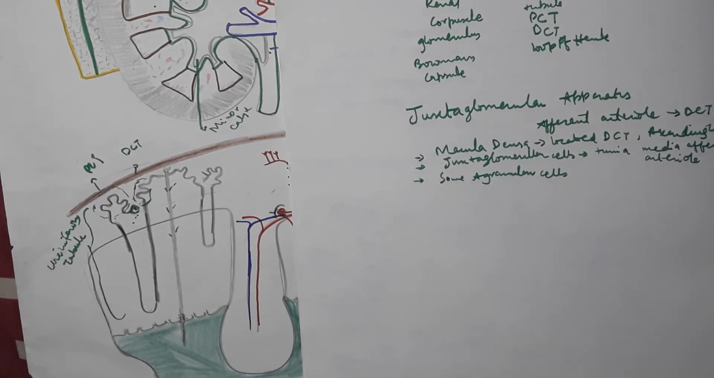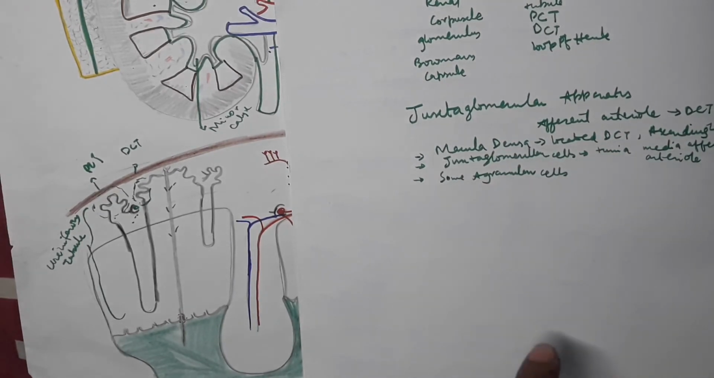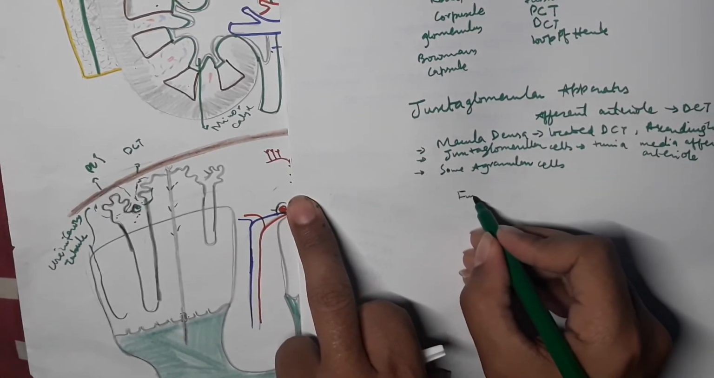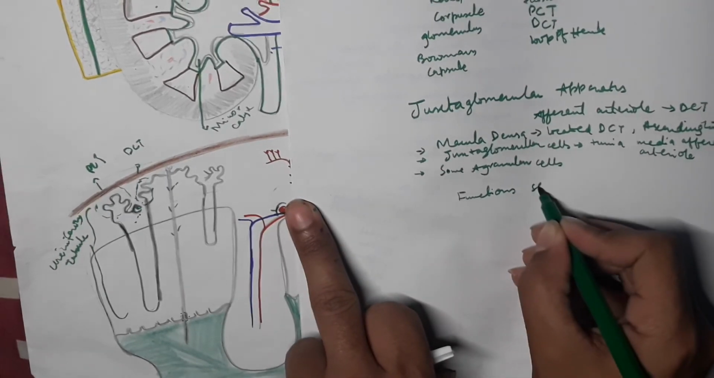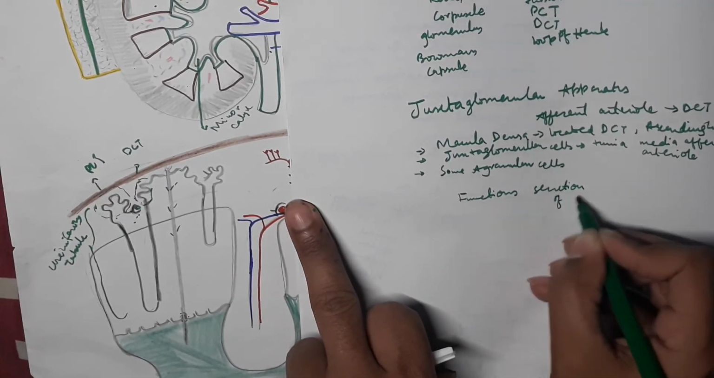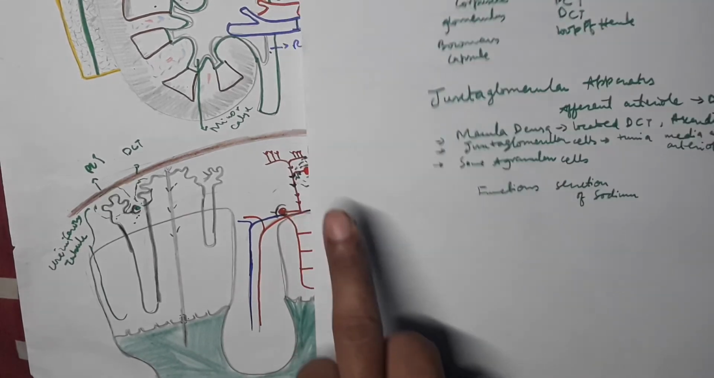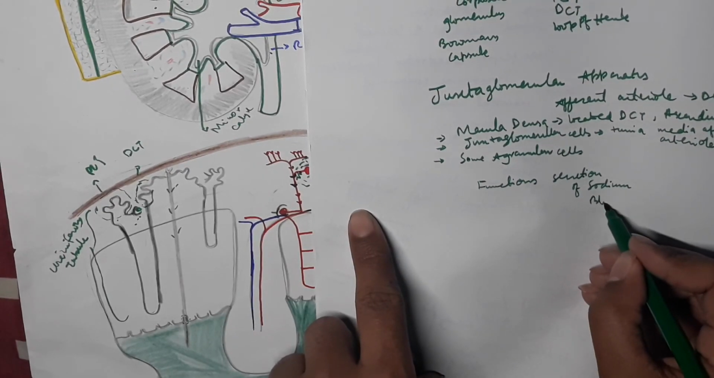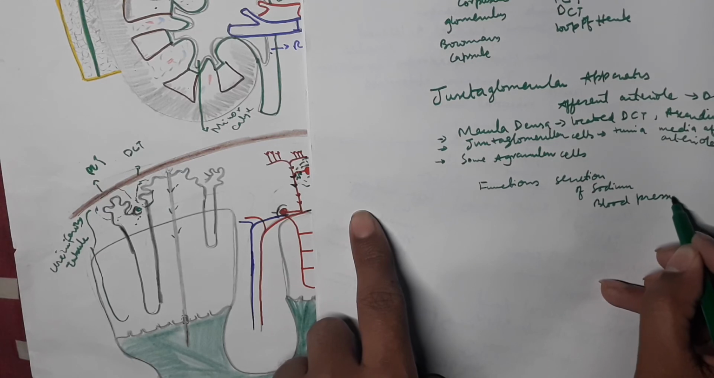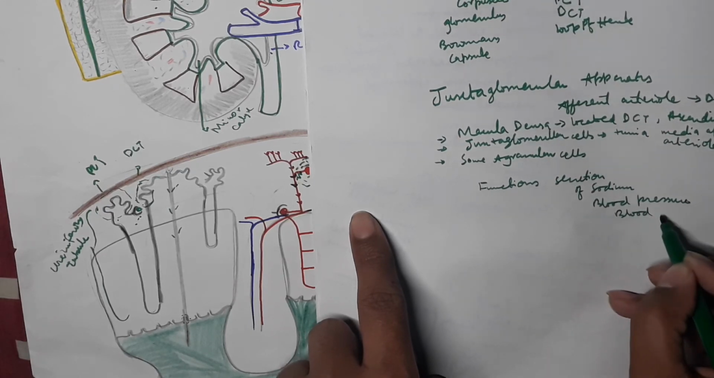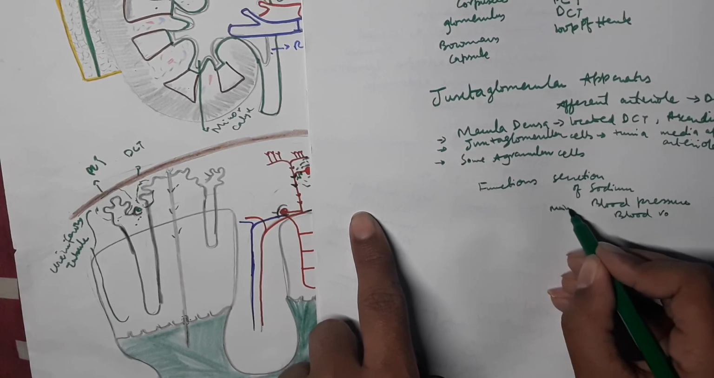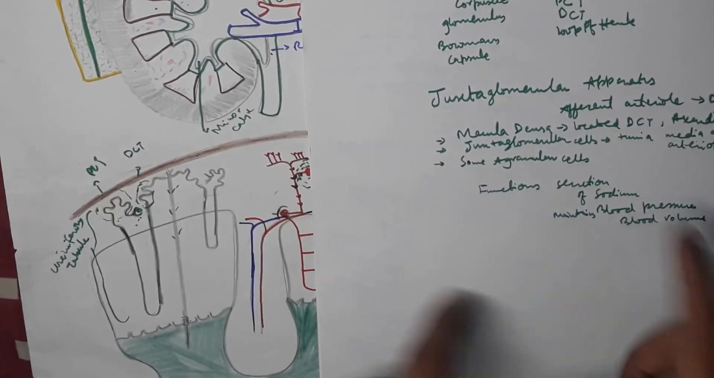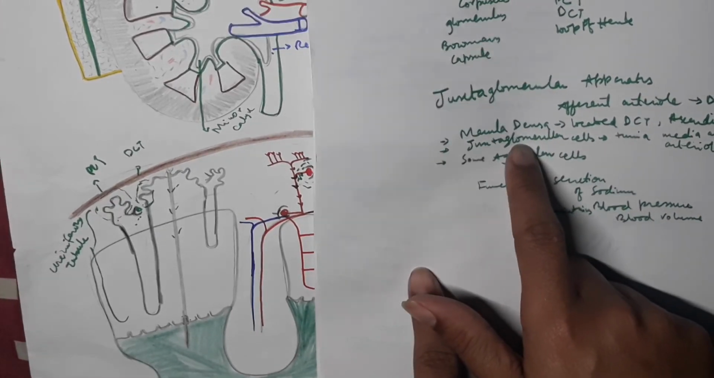So what is the function of the juxtaglomerular apparatus? Its function is that it controls the secretion of sodium in the urine and also maintains blood pressure and blood volume. These cells secrete renin, so they are part of the renin system.